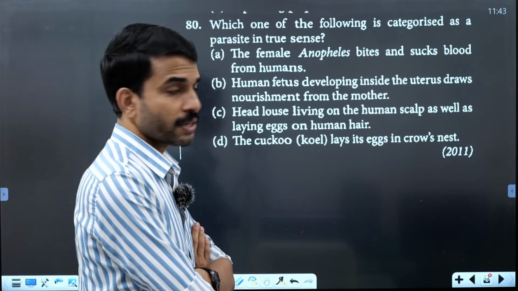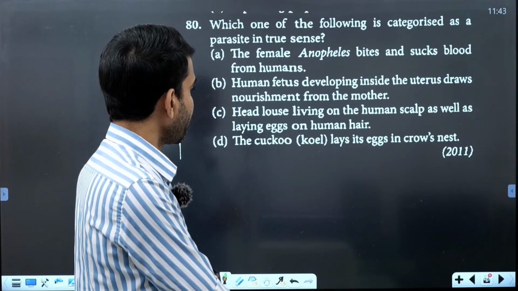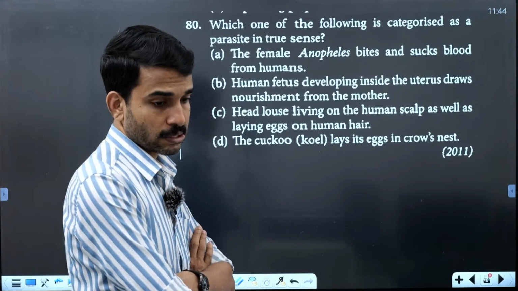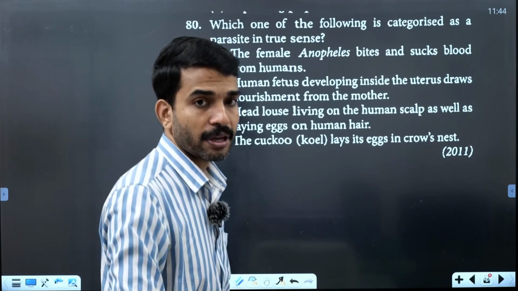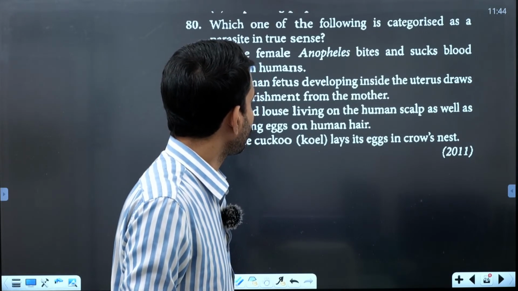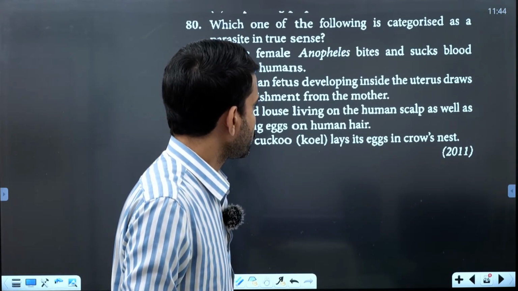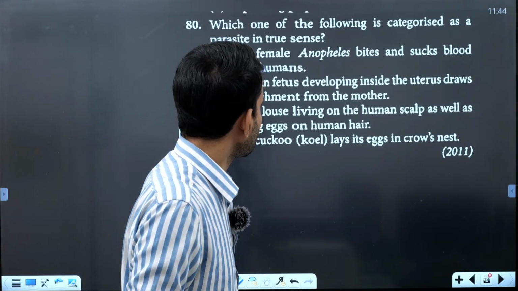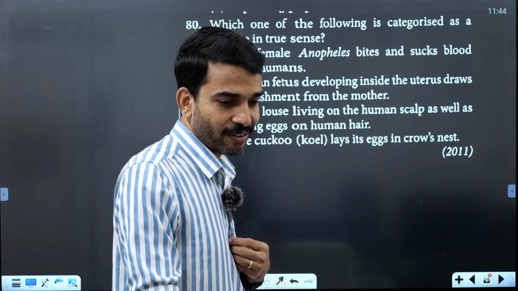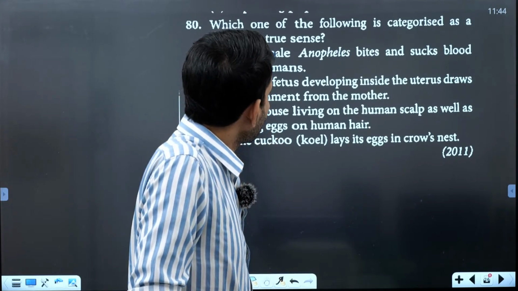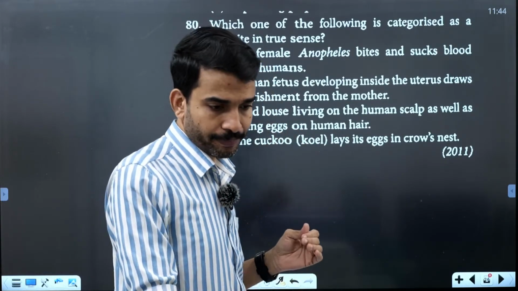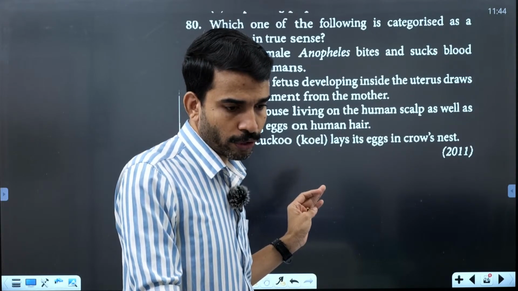So next one, we'll just check it. The question is about a parasite. Which one of the following is categorized as a parasite in true sense? So in this list, which member can be called a true parasite? The female Anopheles bites and sucks blood from humans. The human fetus develops inside the uterus and draws nourishment from the mother. We are all parasites in that sense, right? Abhay Krishna, the question is this. Which interaction can be designated as parasitism here? There are 4 examples here.